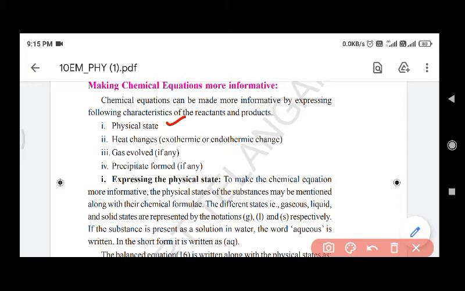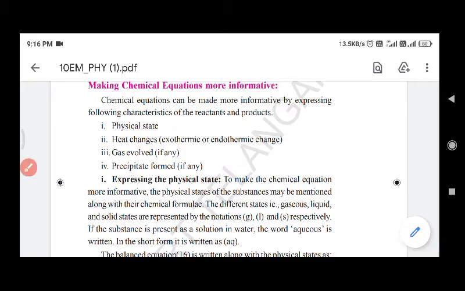While writing the chemical equation, all this information we have to include: the physical state, either solid, liquid, gas, or aqueous solution. Heat changes, heat absorbed or liberated, and depending on the absorption and liberation, we have to classify the reactions as exothermic or endothermic. If any gas evolved, if any precipitate formed. So how do we represent all this information while writing the chemical equation?